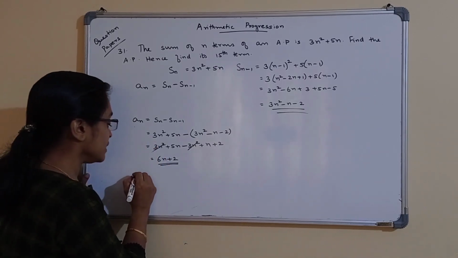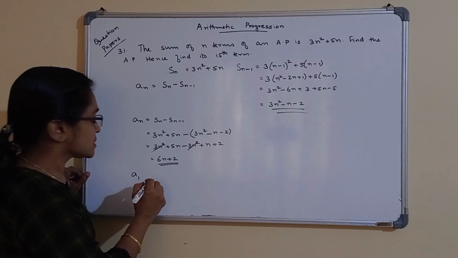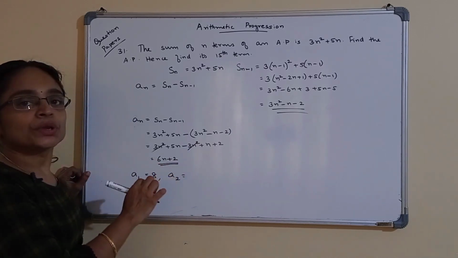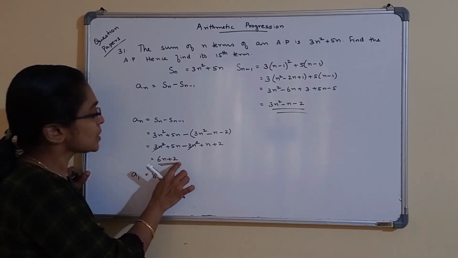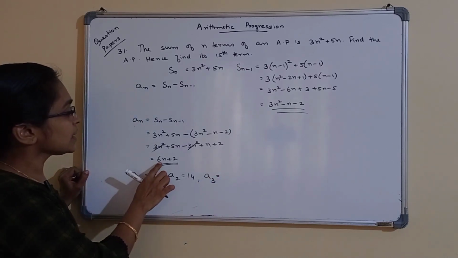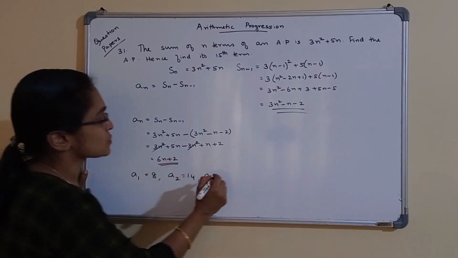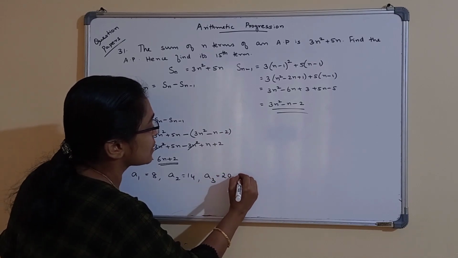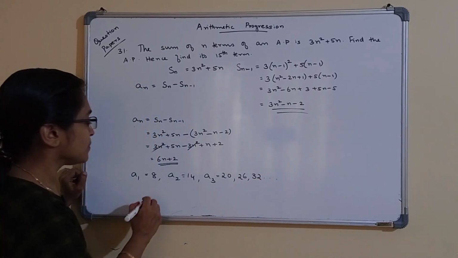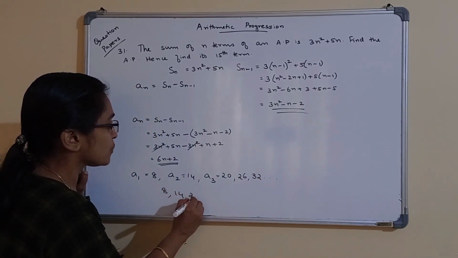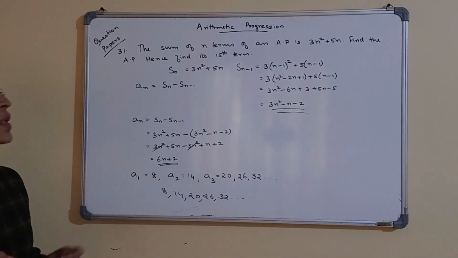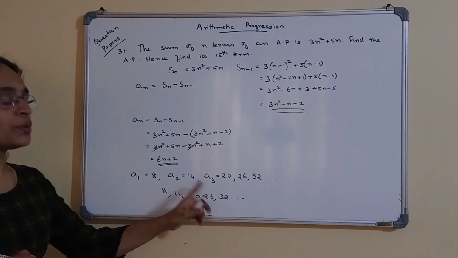Now, what is a1? Substitute 1 for n. So, we will get 6 plus 2, which is 8. And what is a2? a2 equal to 6 into 2, 12, plus 2, which is 14. Now, a3. a3 equal to 6 into 3, 18 plus 2, 20. And a4 is 26. a5 is 32 and so on. So, the AP is 8, 14, 20, 26, 32, etc. We have found the AP.